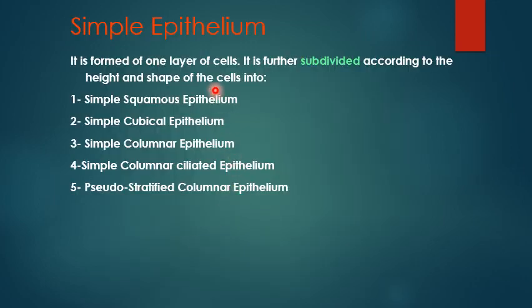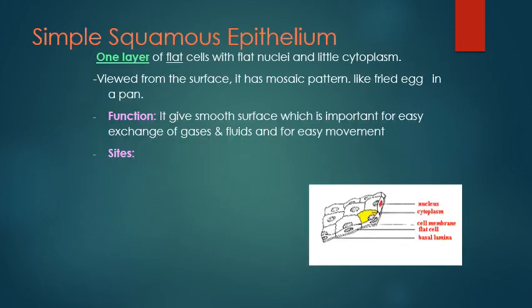The simple epithelium is divided according to the height and the shape of the cell into simple squamous, simple cubical, simple columnar, ciliated, and pseudostratified columnar epithelium. First, we're going to talk about the simple squamous epithelium. It is formed of one layer of flat cells with flat nuclei. When you see it in the top view, it appears as if it is a fried egg in a pan.